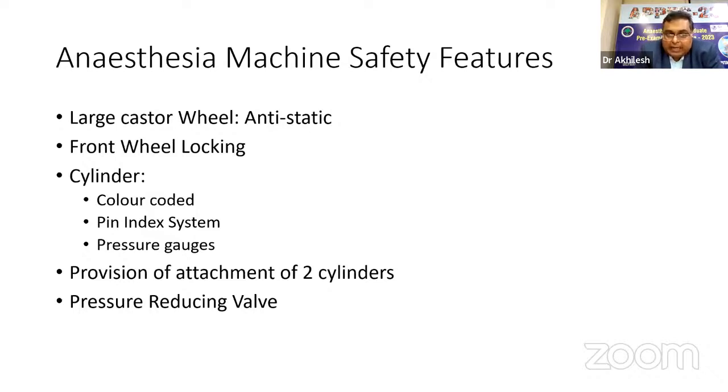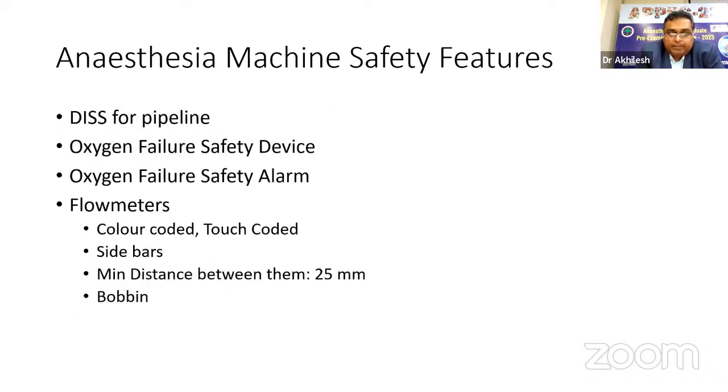Then come on to the cylinder. Cylinders are color coded. There's a pin index system in the machine part. Then there are pressure gauges. And there's a provision for attachment of 2 oxygen cylinders and 2 nitrous oxide cylinders, so you can have a bypass cylinder also. And then there's a pressure reducing valve which reduces the pressure. Then coming on to the pipeline, there is the diameter index safety system for the pipeline.